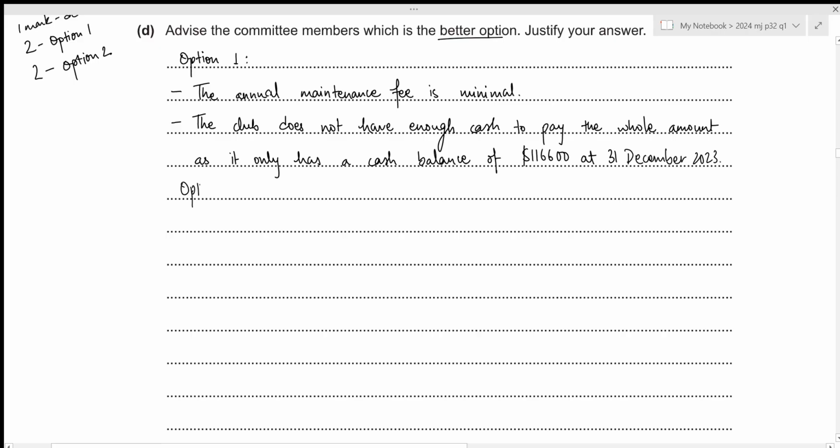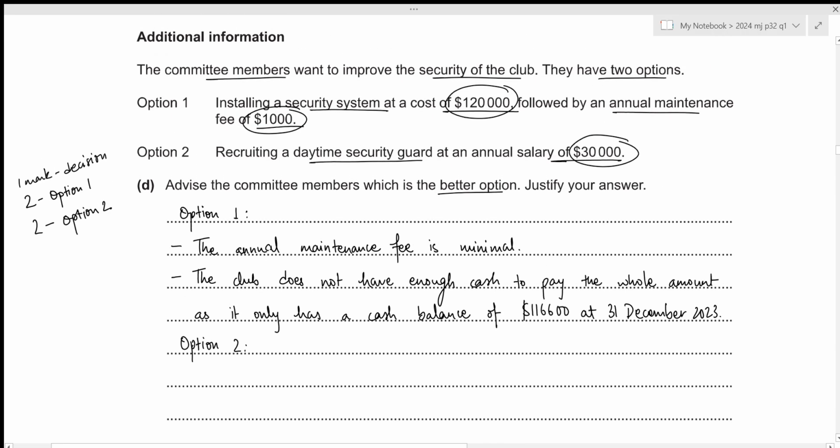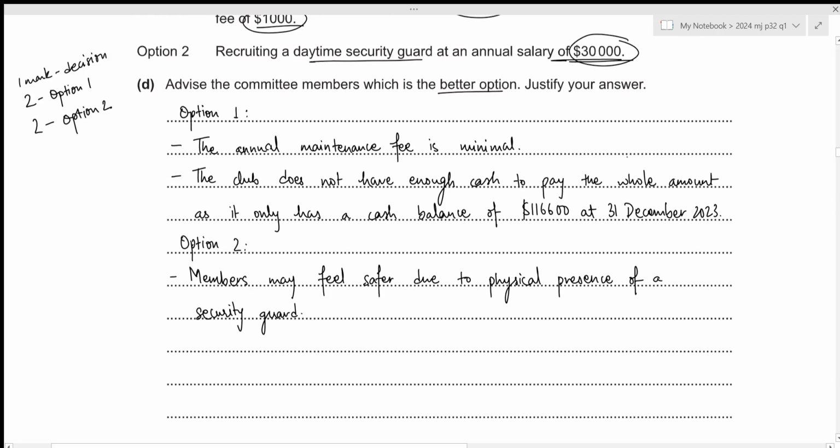Now we can move towards option 2. Option 2 was to recruit a daytime security guard. The very first advantage is that the members may feel safer due to physical presence of a security guard. Let's write it down. Members may feel safer due to physical presence of a security guard. Whereas the disadvantage is that 30,000 annual salary will be a heavy financial burden to the club. Let's write it down. 30,000 annual salary will be a heavy burden to the club.